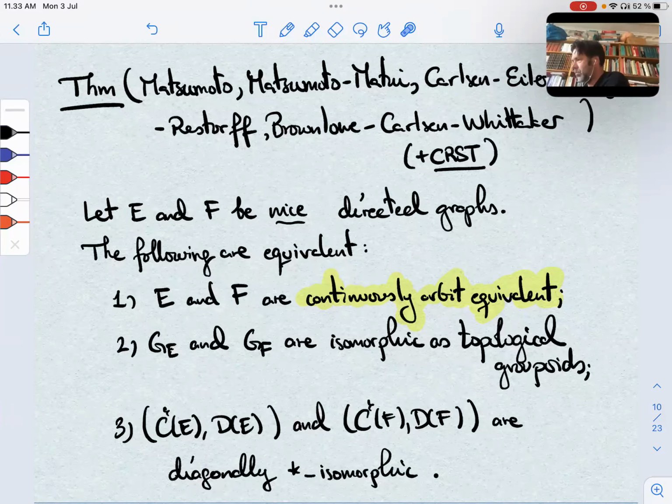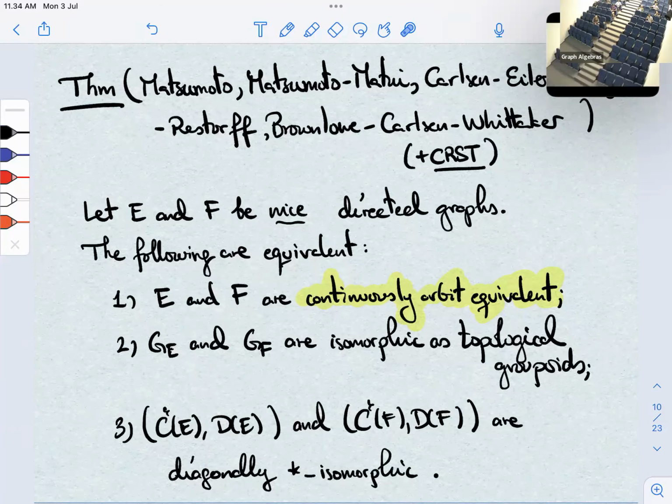So there's a lot to say here, and many people involved, and it's sort of taking one step at a time, starting with finite, strongly connected graphs. That was Matsumoto. Matsumoto and Matsui made this observation for groupoids, and this was then extended to the non-simple case by Carlsen, Eilers, Ortega and Restorff, and then to more general graphs by Brownlowe, Carlsen and Whittaker.